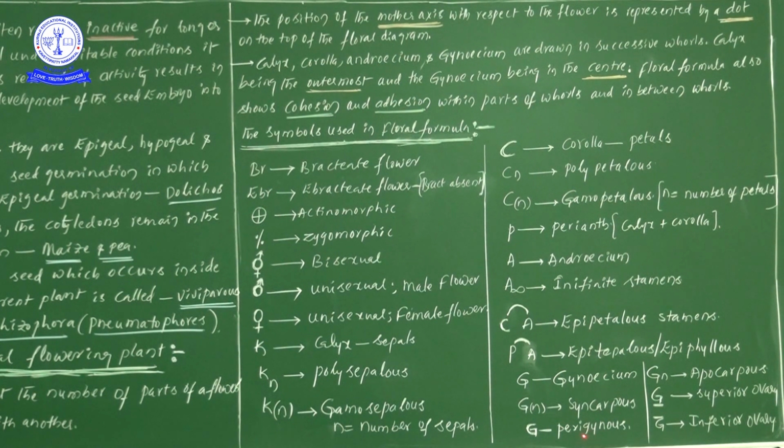Because in the perigynous condition only we see the position of the gynoecium as half inferior or half superior, we take it as a dot on the right side of the G. For a superior ovary, a line beneath the G; for an inferior ovary, a small dash above the G. These are all the main important symbols for writing a floral formula, my dear students.